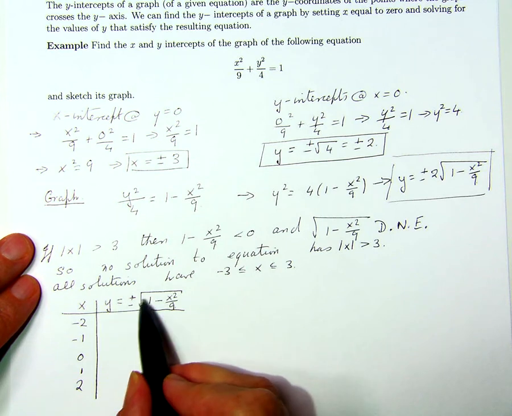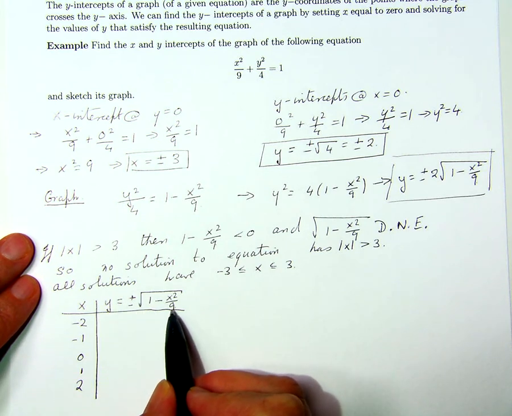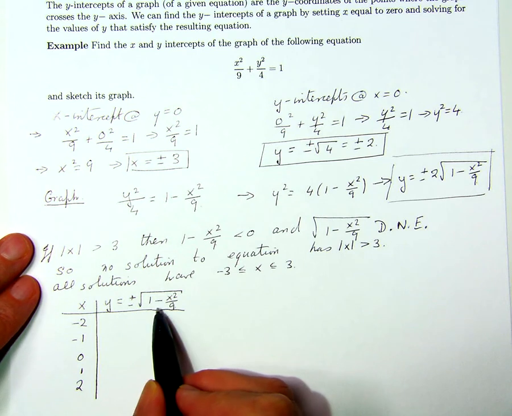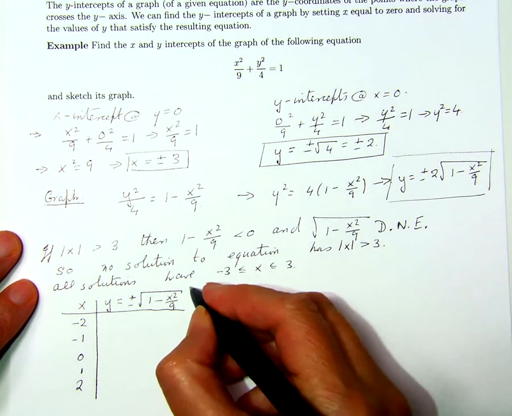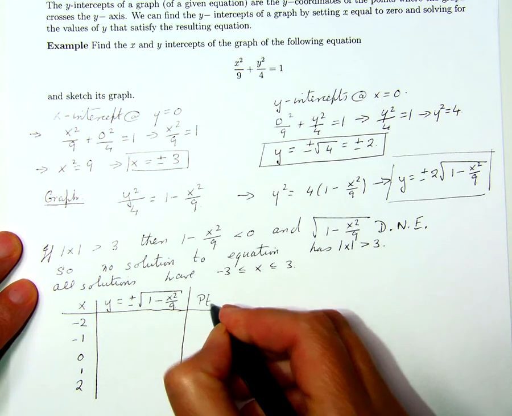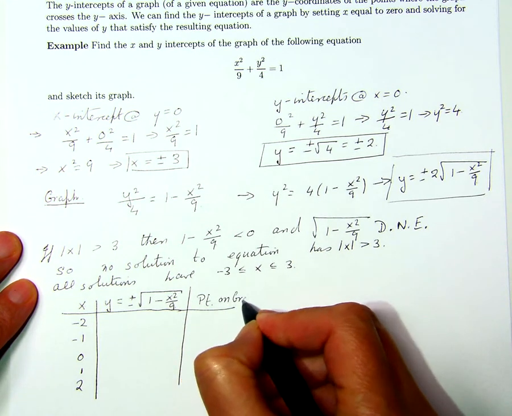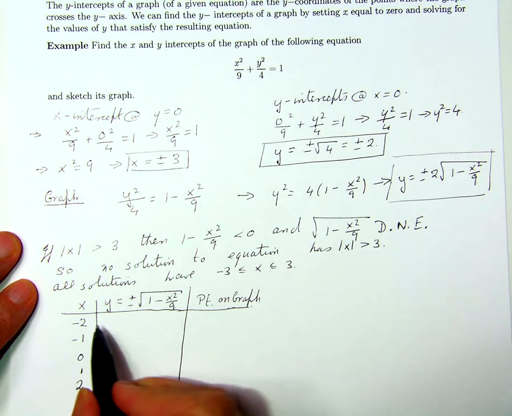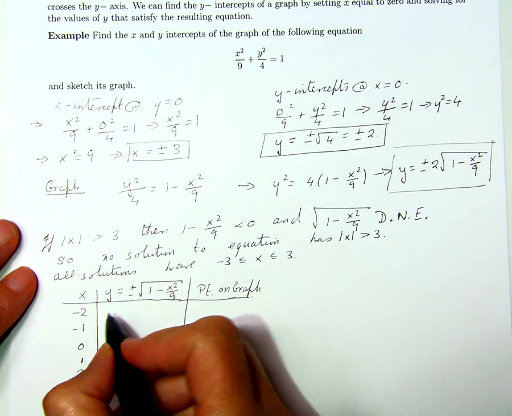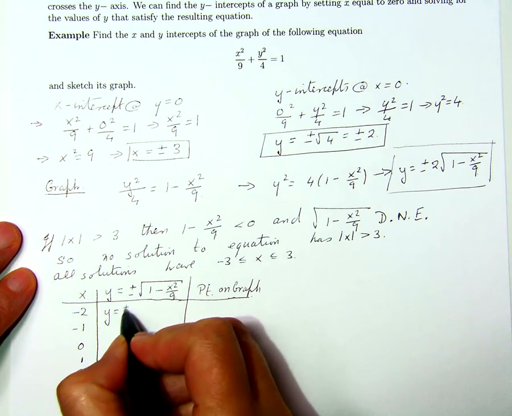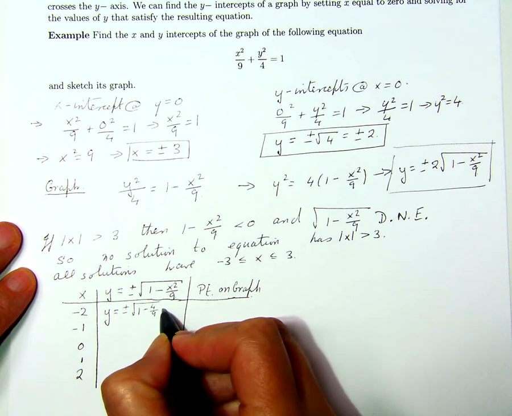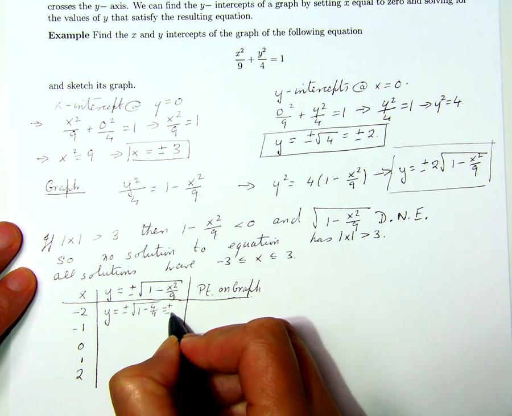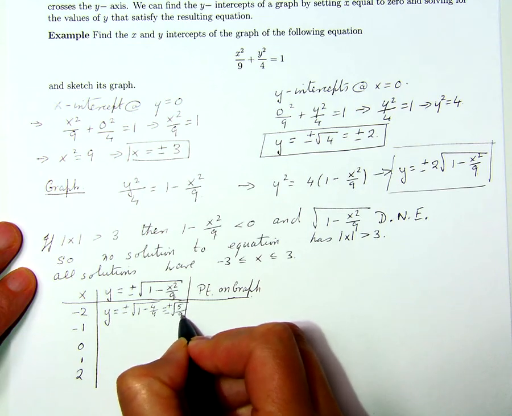Y equals plus the square root of 1 minus x squared over 9, and y equals minus the square root of 1 minus x squared over 9. Both of these points give us a solution to the equation. So what are the possible y values that go with minus 2? Well, they're y equals plus or minus the square root of 1 minus 2 squared is 4 over 9. And that's plus or minus the square root of 5 over 9.